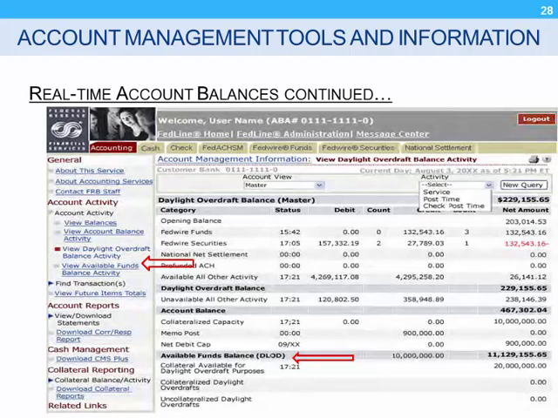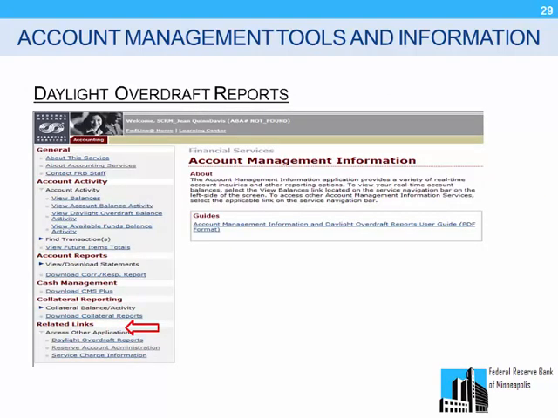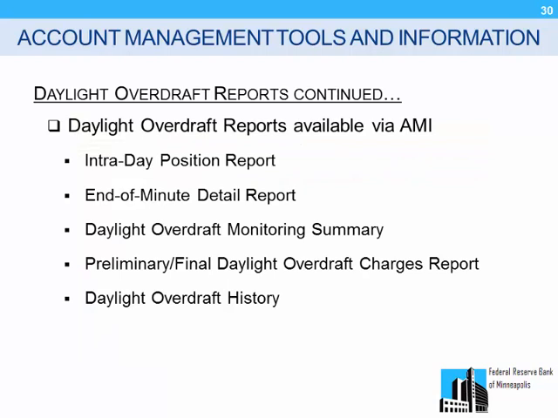So now we'll go back to the front page of Amy, and we can take a look at the reports you can use to verify daylight overdraft and collateral activity that occurred on the previous day. So under Related Links, if you click on Access Other Applications, you'll see that there's a link for daylight overdraft reports. When you click on daylight overdraft reports, a link for each of the following reports will appear: the intraday position report, the end-of-minute detail report, the daylight overdraft monitoring summary, the preliminary or final daylight overdraft charge report, and the daylight overdraft history report.